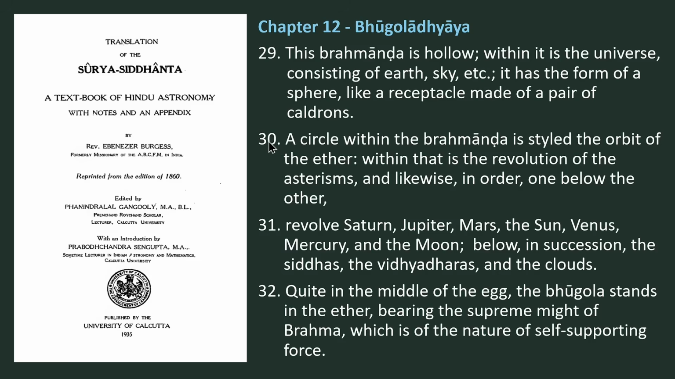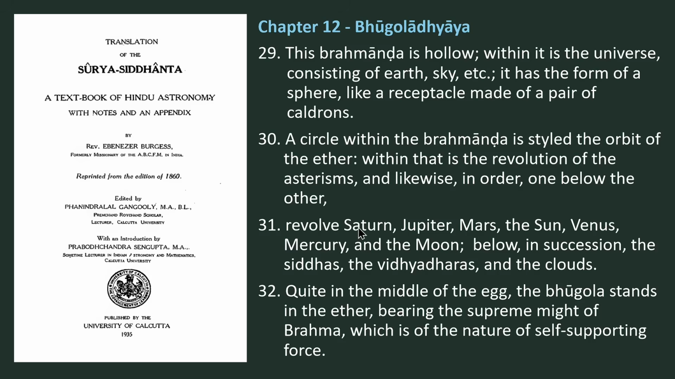Now you come to verse 30. A circle within the Brahmāṇda is styled the orbit of the ether. Within that is the revolution of the asterisms. This is a diurnal revolution, the daily rising and setting. And I have talked about it, Nakshatra Horatra. And likewise, in order, one below the other, revolve the order Saturn, Jupiter, Mars, the Sun, Venus, Mercury, and the Moon.